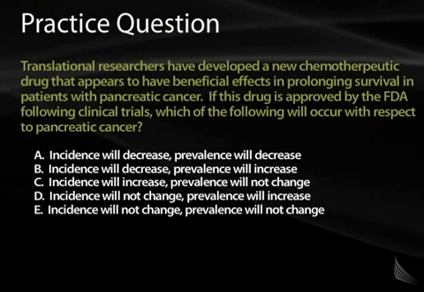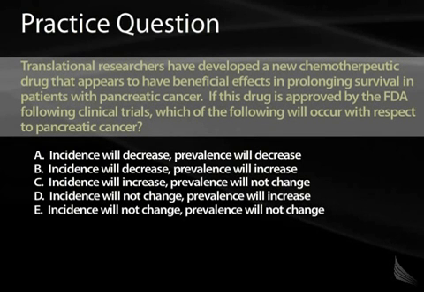Practice question. Translational researchers have developed a new chemotherapeutic drug that appears to have beneficial effects in prolonging survival in patients with pancreatic cancer. If this drug is approved by the FDA following clinical trials, which of the following will occur with respect to pancreatic cancer? We can think about this question in the same terms that the previous slide described in terms of the effect of altering survival time on incidence and prevalence.